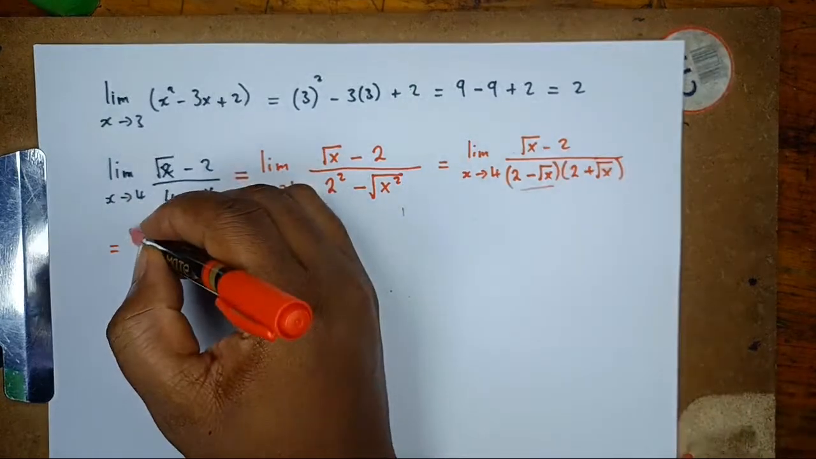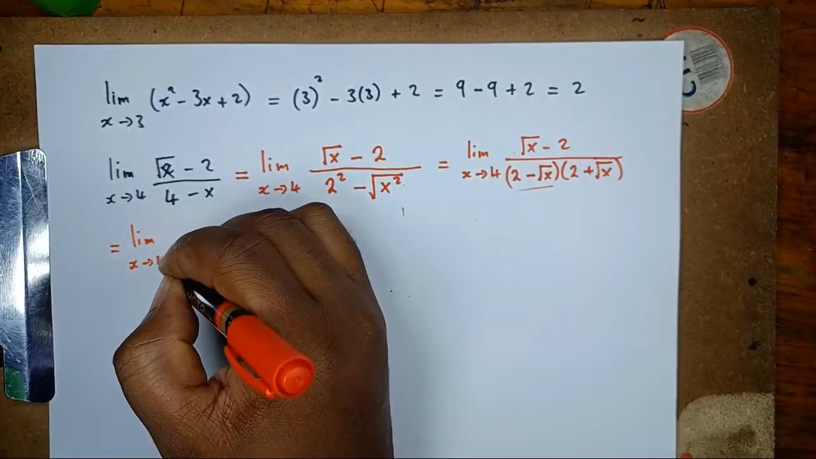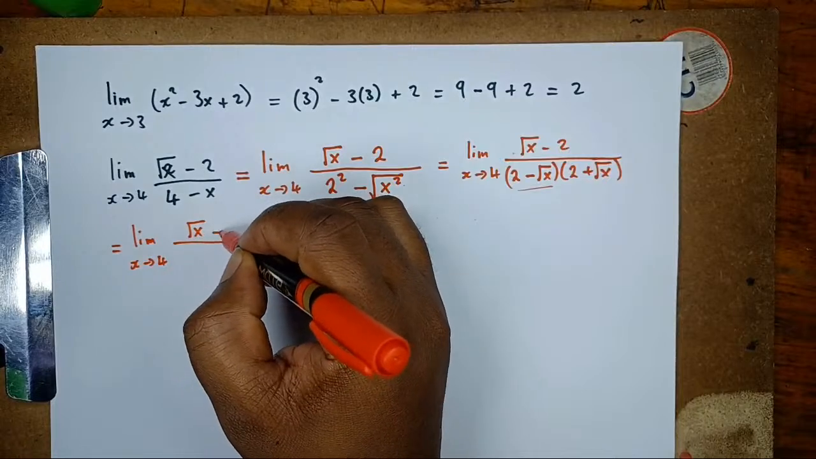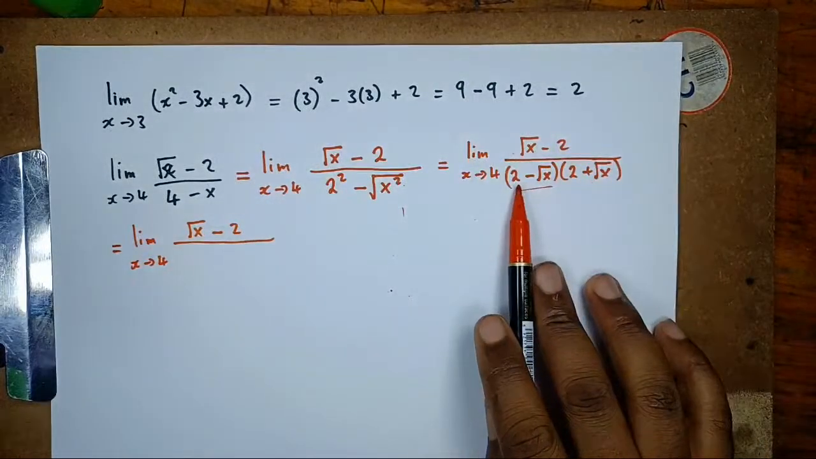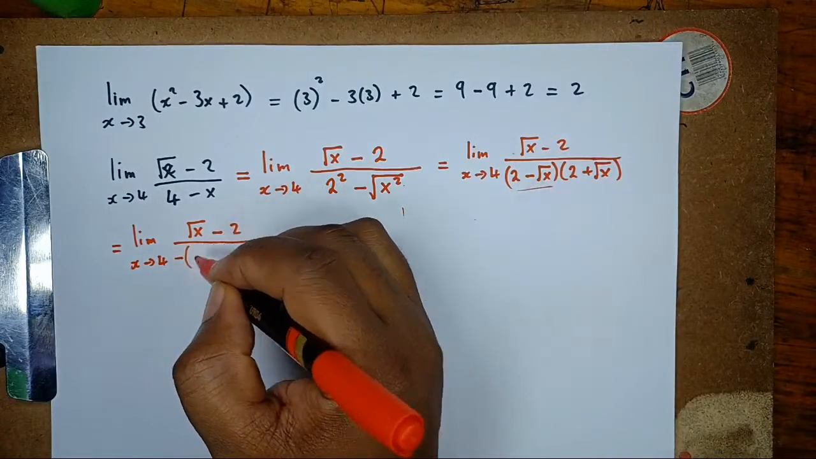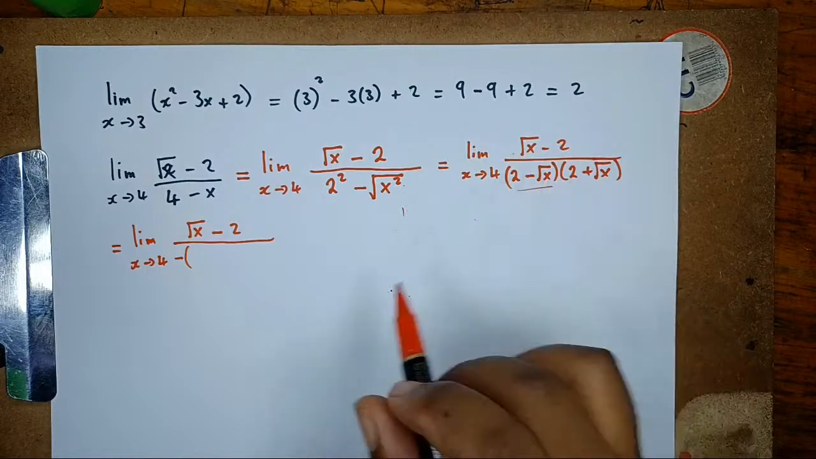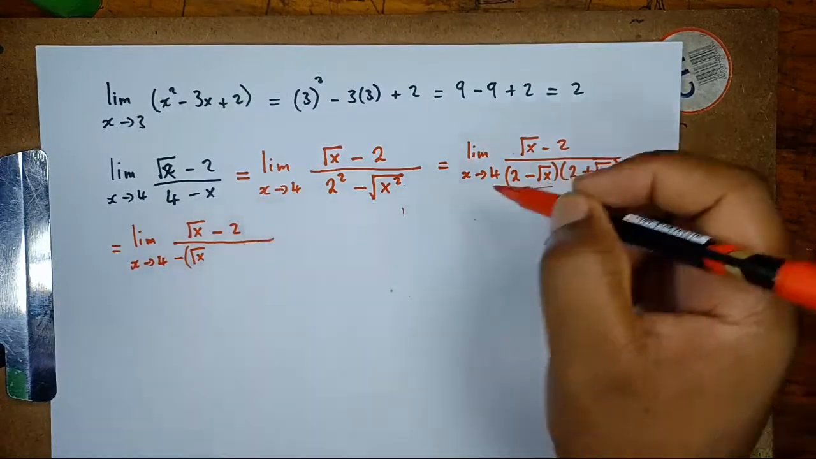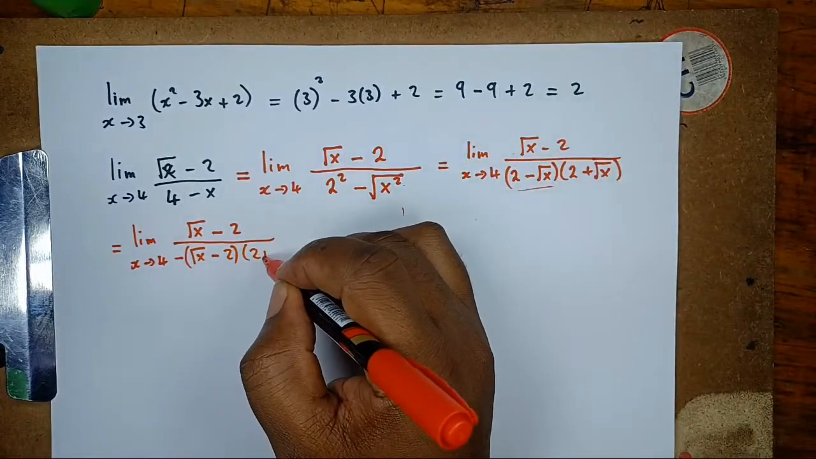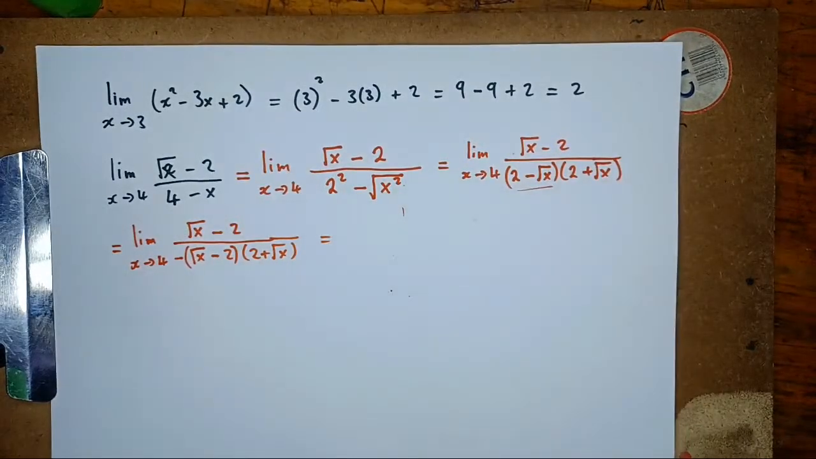This is what we mean. We're saying that we have the limit as x approaches 4 of the root of x minus 2. Now this part that we have here, we can factor out a negative. So if you factor out a negative, the root x, which is negative, becomes positive, and the 2, which is positive, becomes negative, like that. Then open bracket 2 plus the root of x. Okay, so this is what we have.